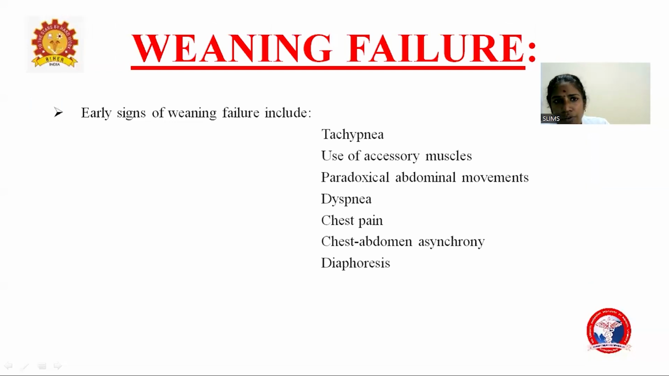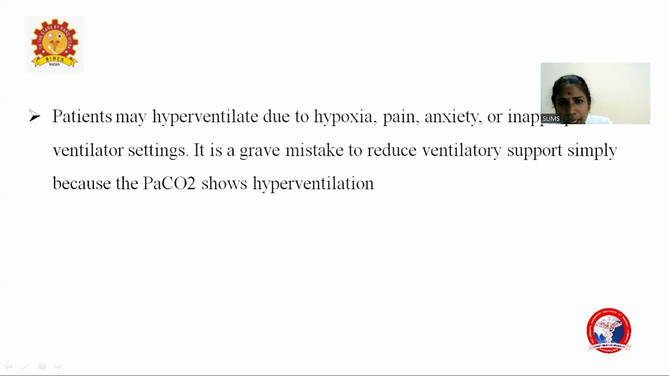See, these are the early signs of weaning failure. So the patient is not tolerating; the patient will have tachypnea, use of accessory muscle, paradoxical abdominal movement, dyspnea, chest pain, chest and abdominal asynchrony, and diaphoresis. If you find these features in the patient, then you can very well say the patient has failed the weaning. Then you should plan weaning on the next day. Patient may hyperventilate due to hypoxia, anxiety, pain, or inappropriate ventilator setting. It is a grave mistake to reduce the ventilator support simply because the PaCO2 shows hyperventilation.